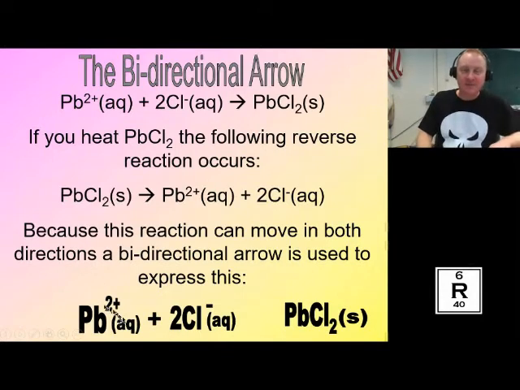So a bidirectional arrow is used in this process. So we would say that lead ions and chloride ions can produce lead chloride, a precipitate, a solid, and the solid can also break apart into the ions. So let's take a look at an illustration, shall we, of this actual reaction. So let's take a look at this here.